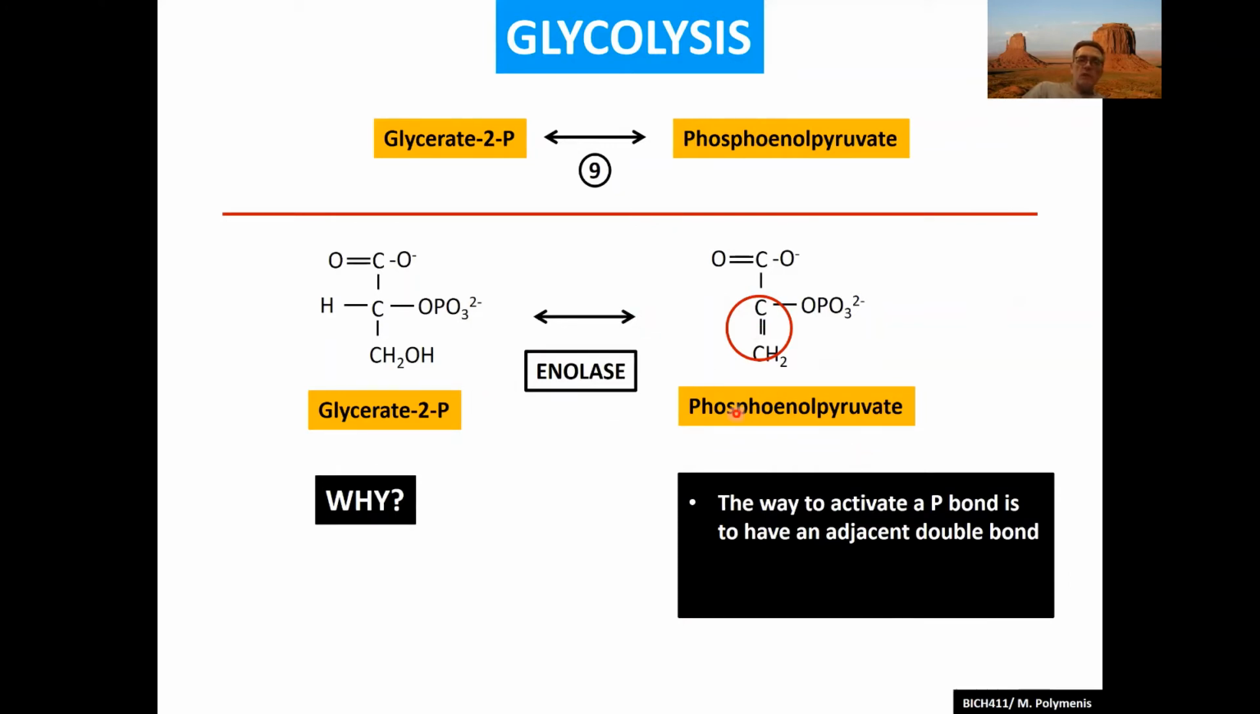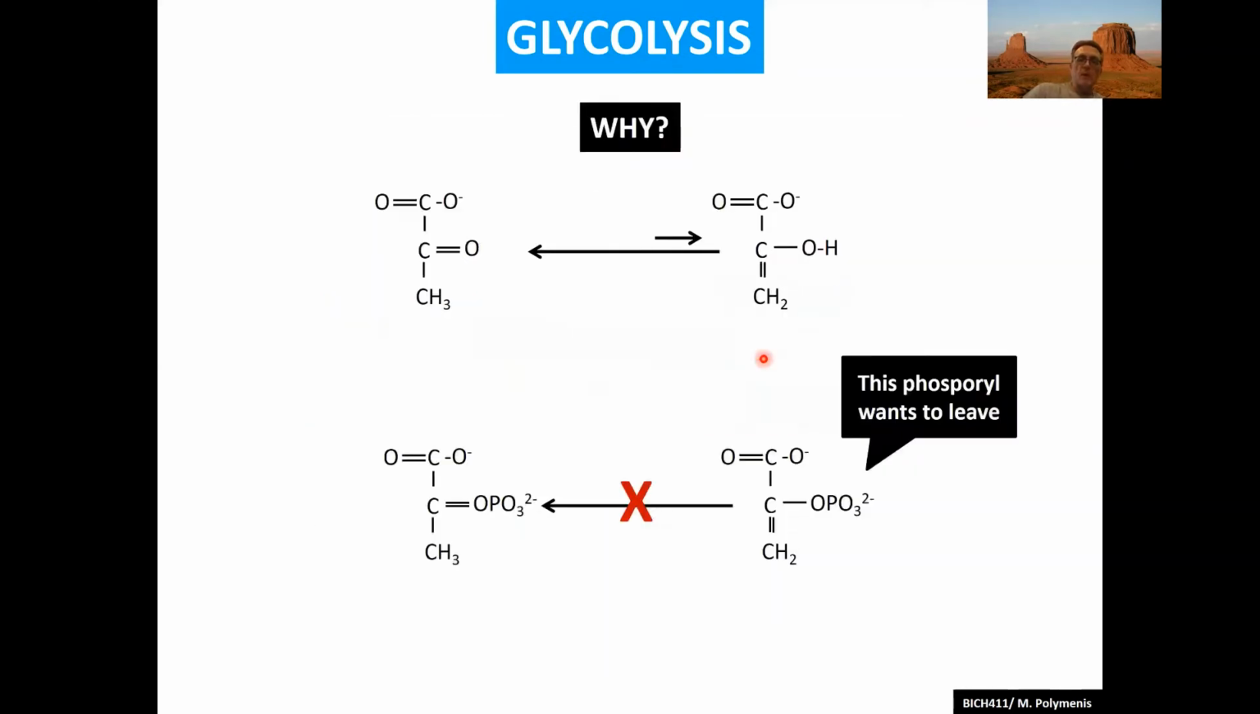All right, so why again? Because we really want to activate this phosphate bond here so it can move eventually onto ADP and make ATP. One way to do it is to have an adjacent double bond to it. So why is that? If it's not phosphorylated, for example, in this case, the equilibrium will really prefer to be like this. That's pyruvate, by the way, as opposed to this. So it's much more favorable to go towards the left in the equilibrium, and that's what's going to happen.